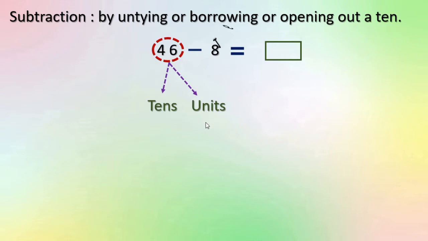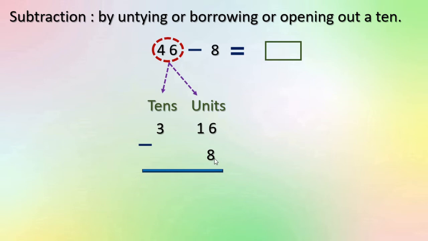Okay. Now see here. What will we write? 16 units because 8 is greater than 6. So we want to borrow from this tens column. So here it became 3 tens. 1 ten is untied, isn't it? So 16 units and 3 tens minus 8 units. Right? What is the answer? 16 minus 8. You know?